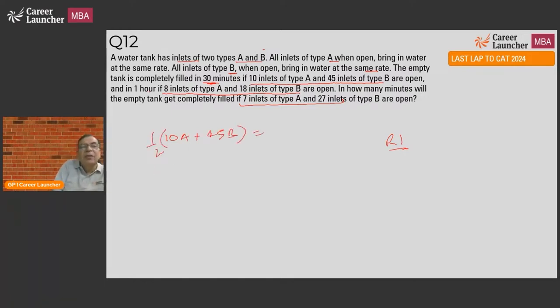In the second case, in 1 hour, 8 inlets of type A plus 18 inlets of type B will fill the tank. Okay. This is the case for the second one, into 1 hour. So do this, get A upon B, substitute and get the answer. This is a standard round one question. You should not miss this one.